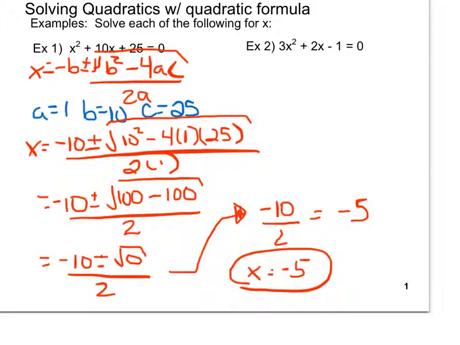Moving along now to example 2, because I have run out of room here, I'm going to grab a new slide and rewrite that example out. So example 2 was: solve the quadratic equation 3x squared plus 2x minus 1 equals 0.